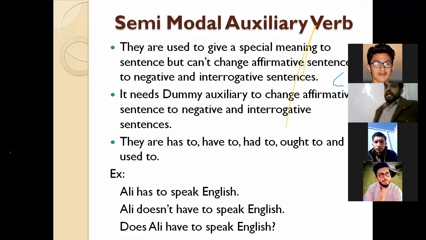So that's why, like I come to the quality one, to create a new meaning in a sentence, and second, to change affirmative sentence to negative and interrogative.